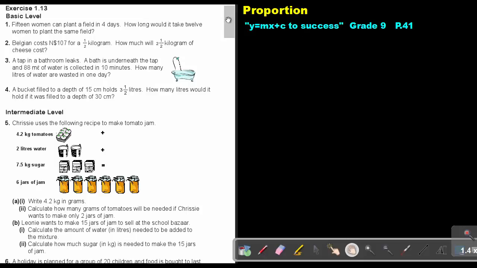Part 35, Proportion. We are going to look at mixed examples of proportion. You will find this on page 41 in the Namibian Mathematics Grade 9 textbook, Y equals mx plus c to success. Before we look at a few examples, let's just go back to the basics.